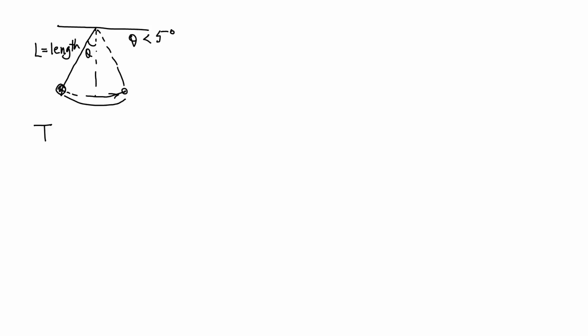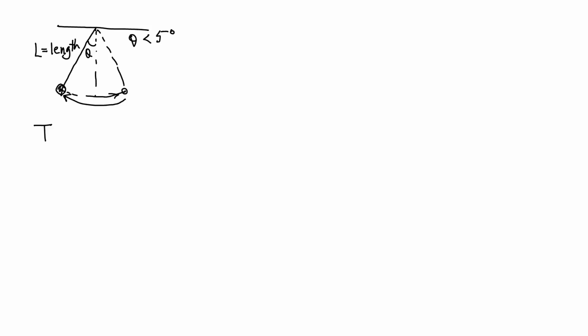Okay, this is the experiment that you're going to do. This is the pendulum and with the bob. L is the length of the pendulum, and this is the angle theta. And when you do the experiment, you need to make sure that the angle theta is less than 5 degrees. The period T is given by the movement of the pendulum bob from here to here, like this, and back again to this position here.